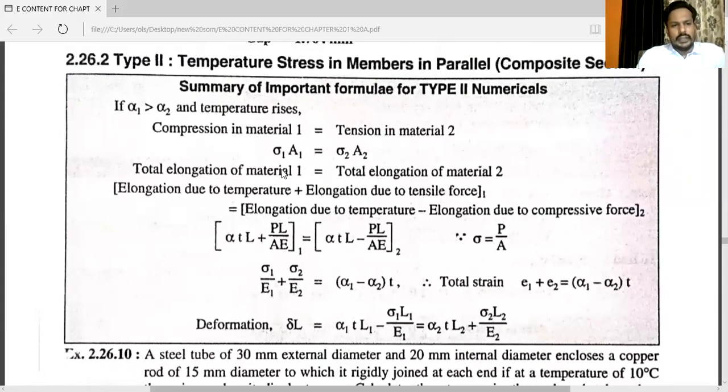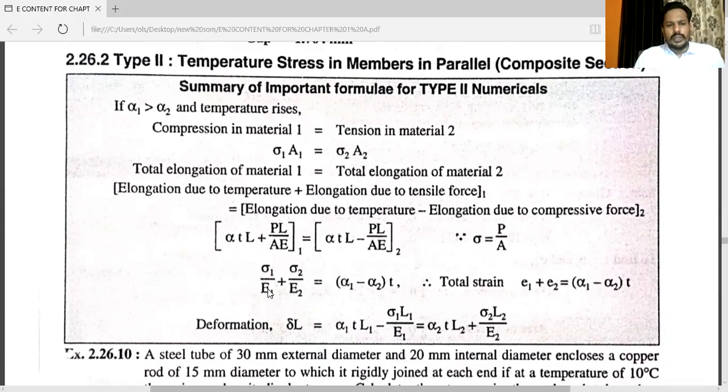Formulas are very important. If alpha 1 is greater than alpha 2 and temperature rises, then compression in first material is equal to tension in material 2. So sigma 1 into A1 is equal to sigma 2 into A2. Total elongation of material 1 is equal to total elongation of material 2. So the formula is alpha into T into L plus PL upon AE for first material is equal to alpha into T into L minus PL upon AE for second material. We know that stress is equal to P by A.